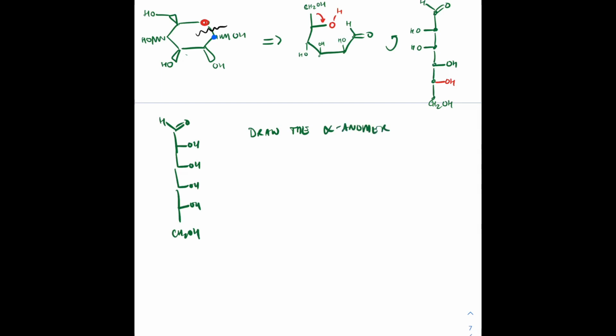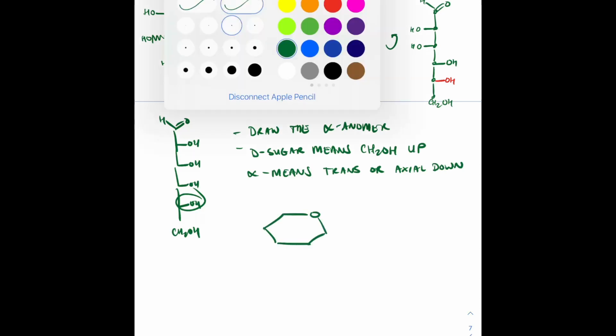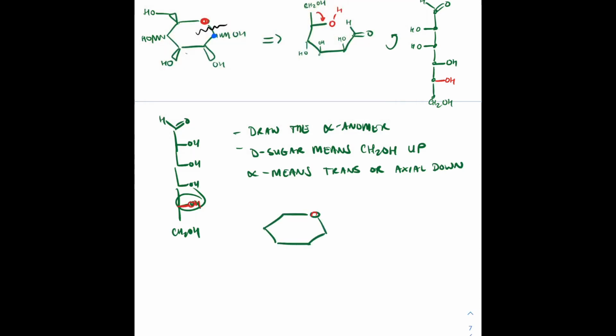Let's try another one. The sugar drawn on the left is a Fischer projection. Draw the alpha anomer. Okay, so when we have an alpha anomer, remember that is either an axial down OH or it is trans to the CH2OH. If it's a D sugar, so we have a D sugar, and that means that its CH2OH is up. So the alpha means that it is trans and it's also axial down.